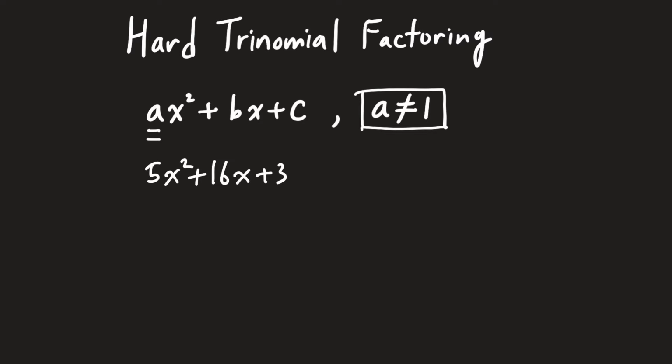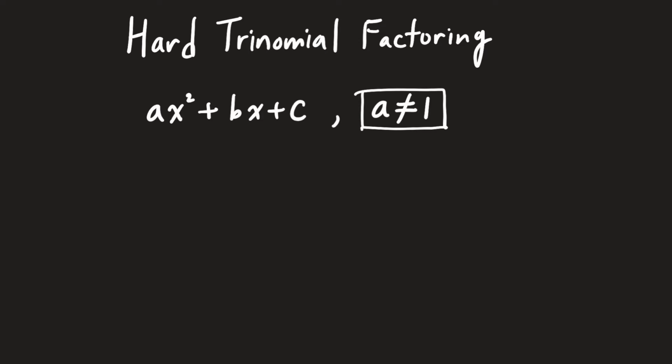Why? Because the leading coefficient, so the coefficient in front of the x squared term, is not equal to 1. It's 5. So that's a hard trinomial. Another example, 3x squared plus 5x plus 2. That's another example of a hard trinomial. Why? Because the leading coefficient, the coefficient in front of the x squared term, is equal to 3, and that's not equal to 1. So these are called hard trinomials. Now I'm going to show you how to factor these expressions.